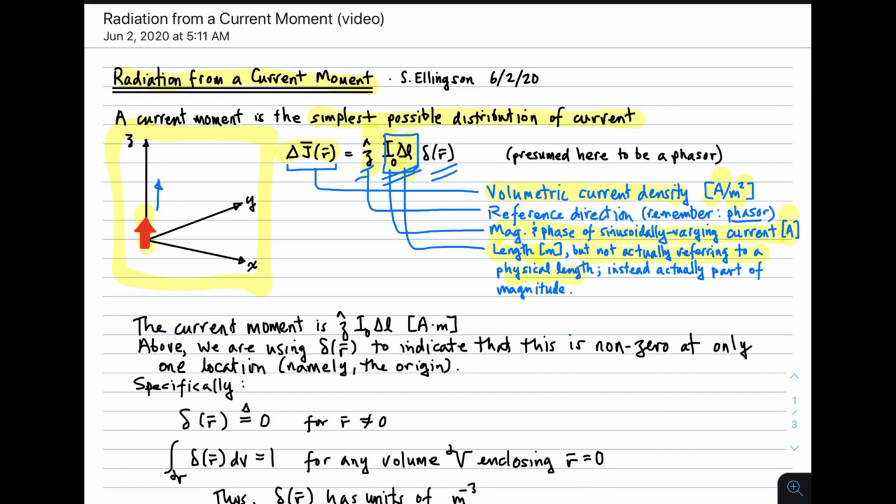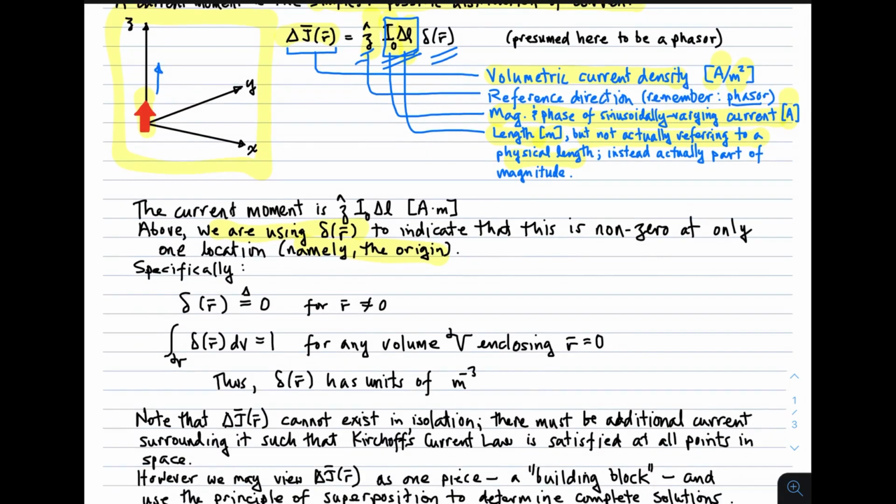Delta R is sometimes referred to as a delta function. Here we're using this function delta R to indicate that the current moment is non-zero only at one location, in this particular example, the origin. So let's define the delta function. The delta function is defined to be identically zero anywhere other than the origin. That's what that line means.